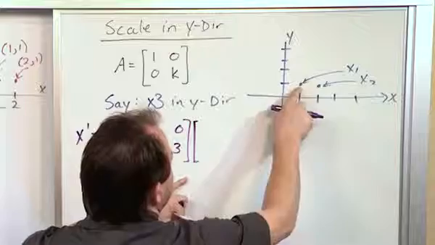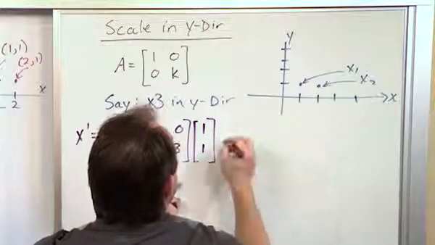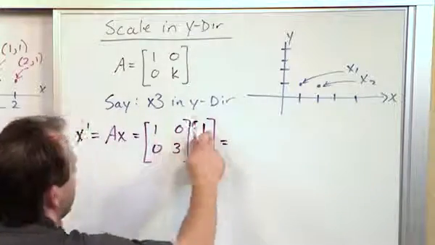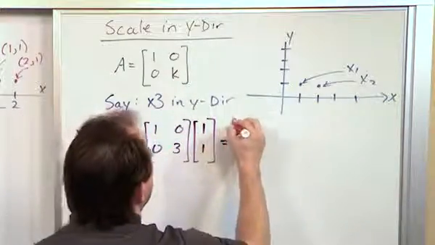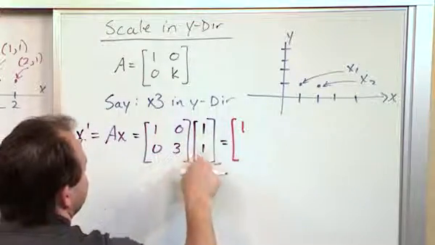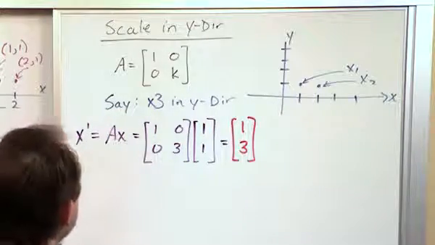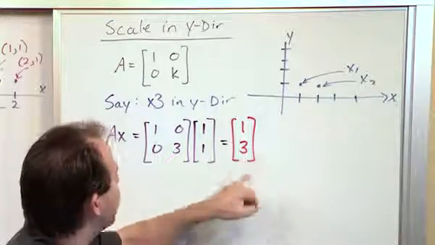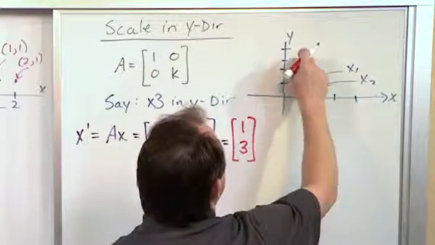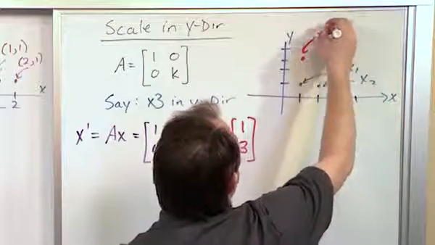One of the original points is (1, 1), so we have that the same as before. Whenever we do this multiplication, what do we get? Well, 1 times 1 is 1, plus 0 times 1 is 0, so we get a 1 up here. Then 0 times 1 is 0, plus 3 times 1 is 3. So the point (1, 1) turns into (1, 3). If we plot that, it goes up here, and this will be x1 prime.